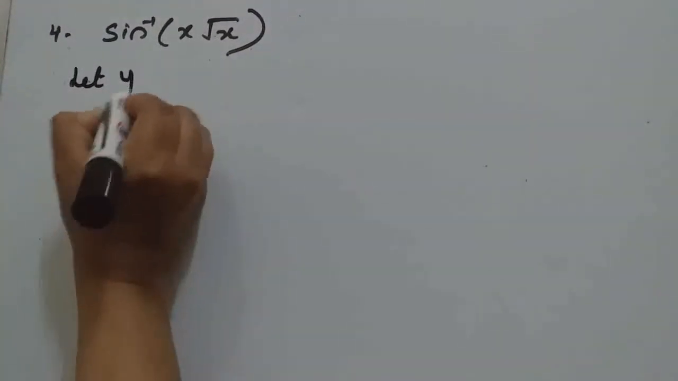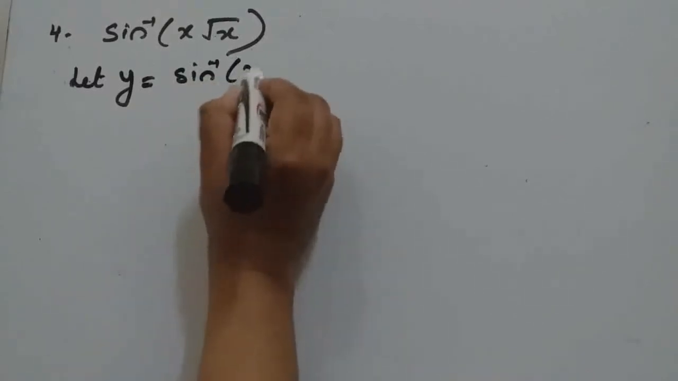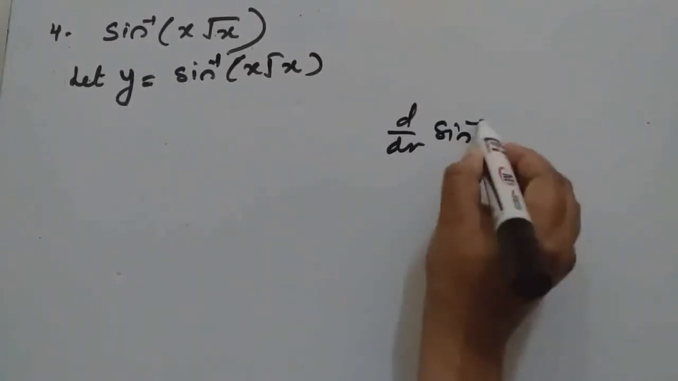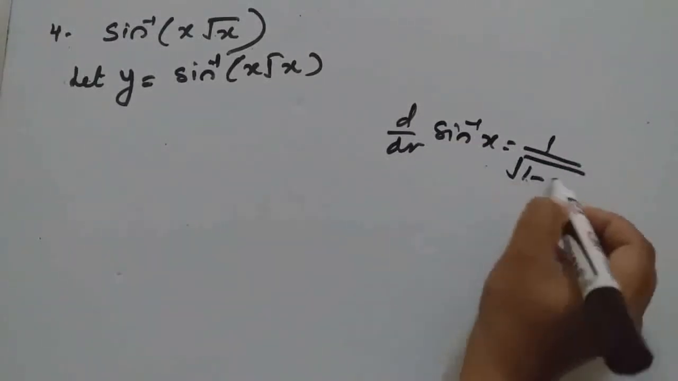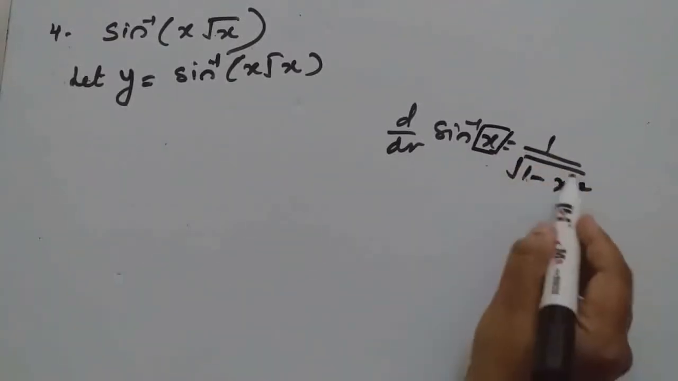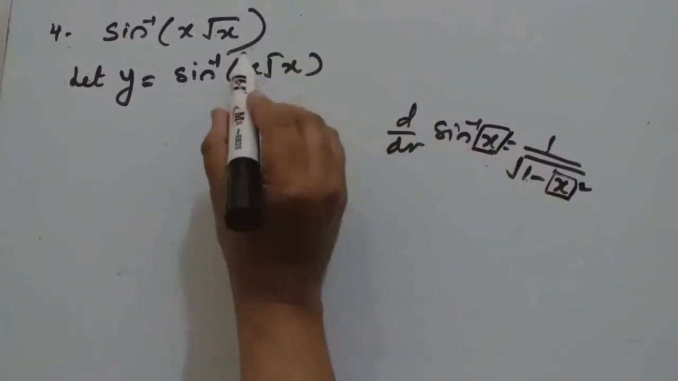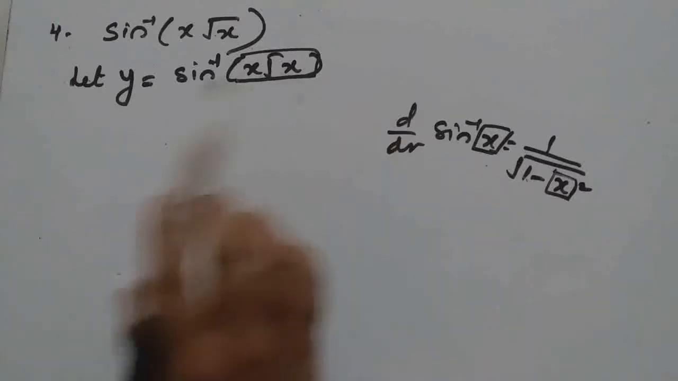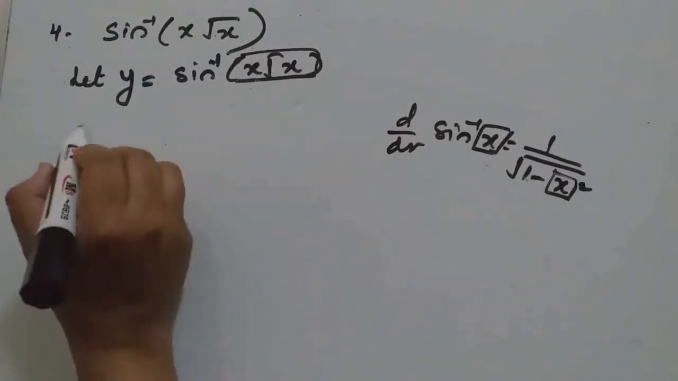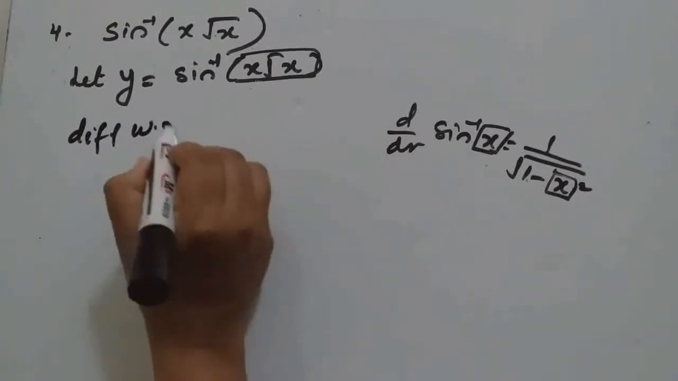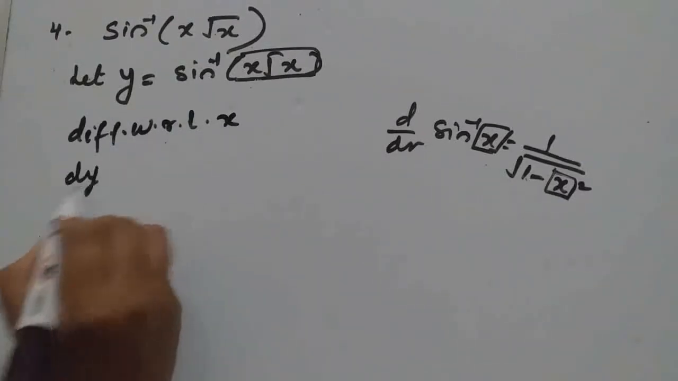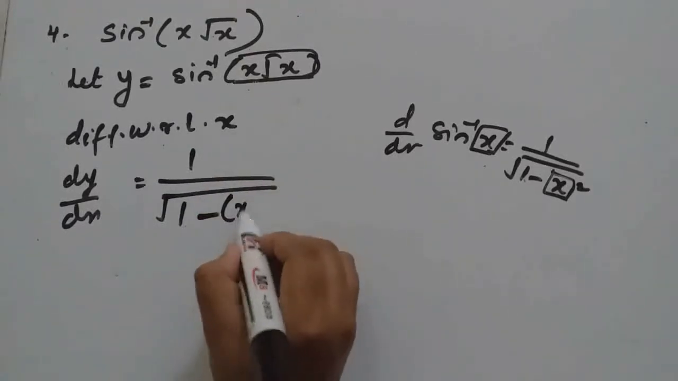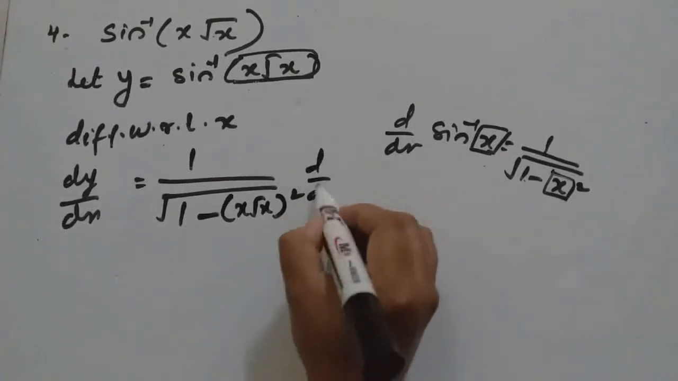Let y equal to sin⁻¹(x√x). See, the derivative of sin⁻¹x is 1/√(1 − x²). The square of the angle will come here. Okay, now we have, instead of x, this function. So for the derivative we will use this formula only, but again the derivative of this. So see, differentiate with respect to x. So 1/√(1 − angle²), meaning (x√x) whole squared, then the derivative of x√x.